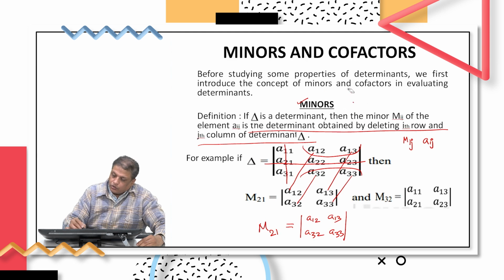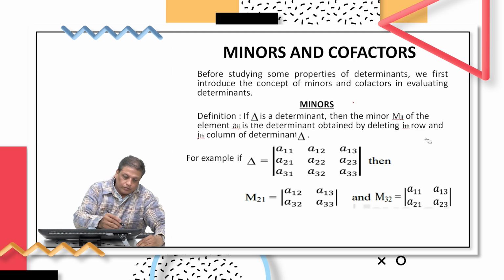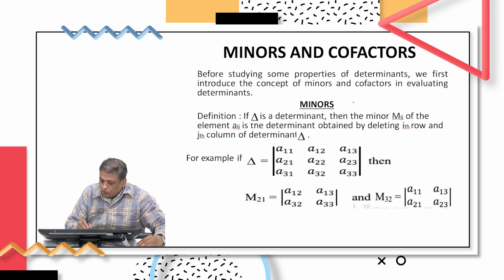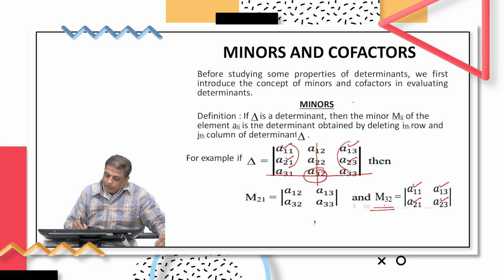Similarly, if you want to say what could be the minor of A32? Now A32, so that means minor M32, removing this element. What are the available elements? A11, A13, A21 and A23. The determinant of these elements comprises the minor M32. You can similarly find M11, M22, M33 or any other.